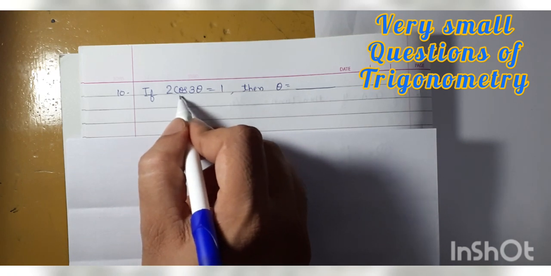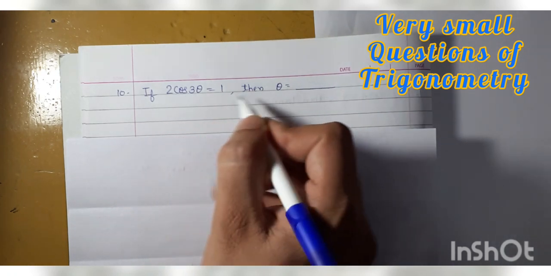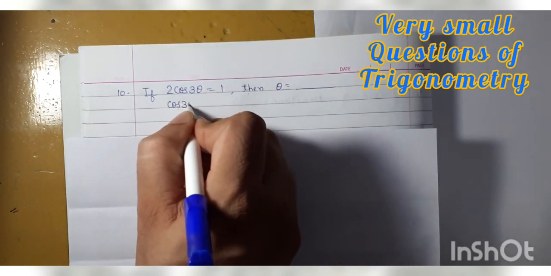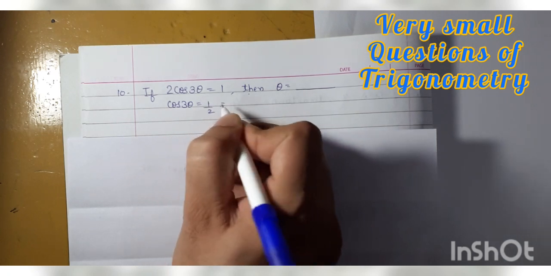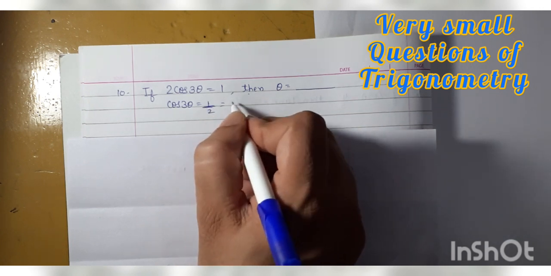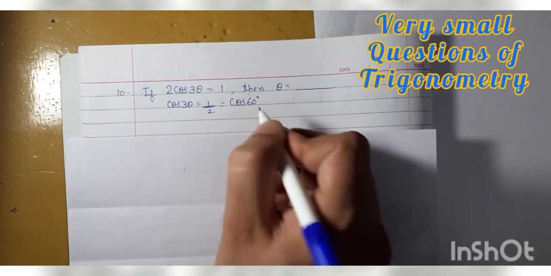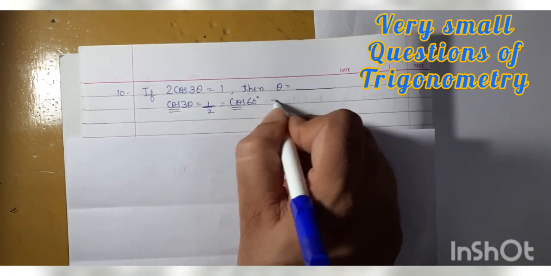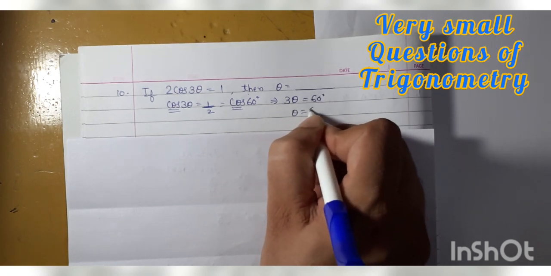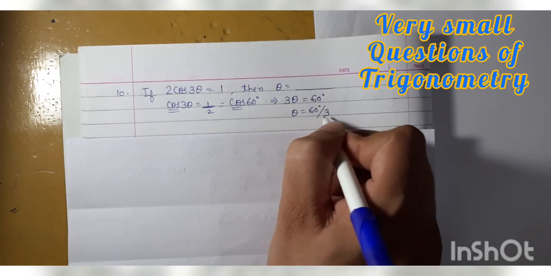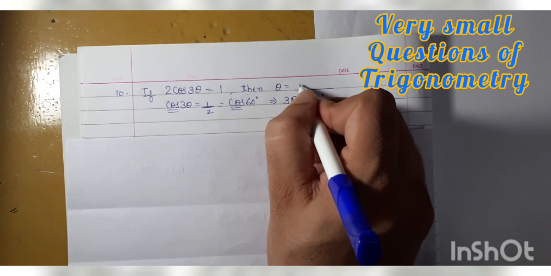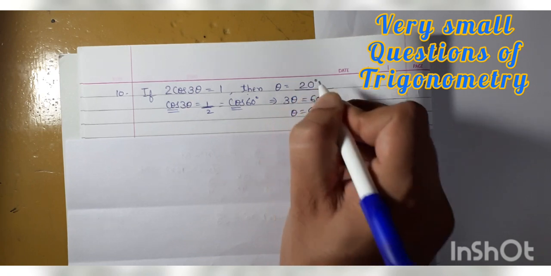If 2 cos 3 theta is equal to 1, then you have to find the value of theta. What will be cos 3 theta? This will be 1 by 2. And what is the value of 1 by 2 in cos line? Just you see, this will be your cos 60 degree. Just you eliminate cos here. Then what will be? 3 theta is equal to 60 degree. Theta is equal to what? 60 degree upon 3. This is 20 degree. Now I am writing the answer. Theta is equal to 20 degree.